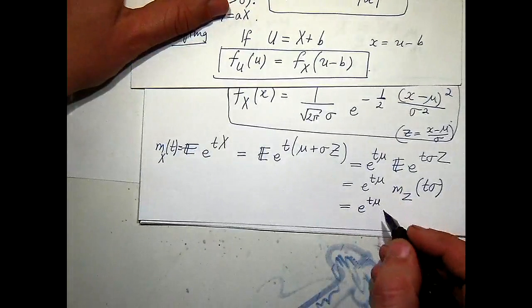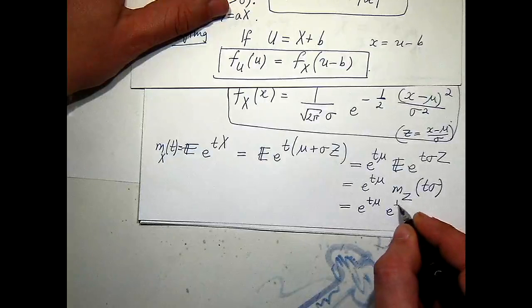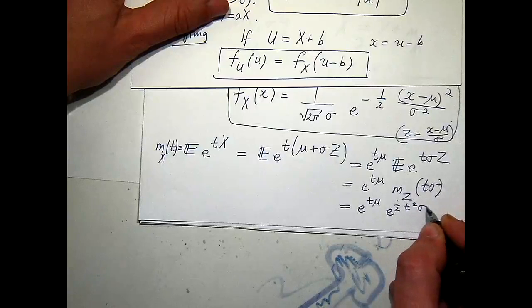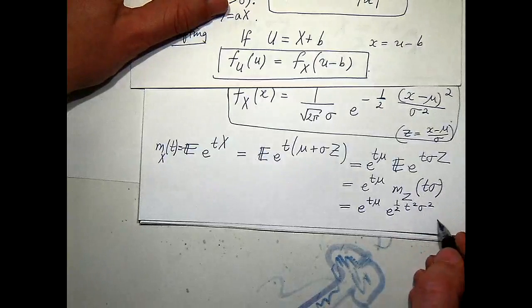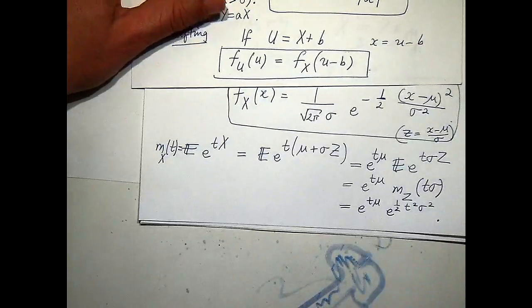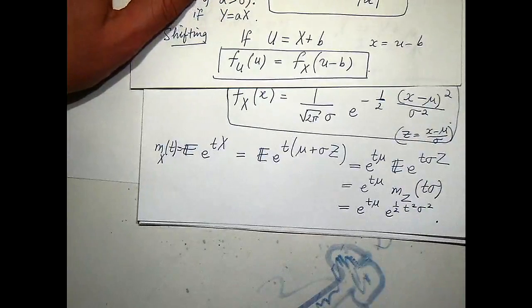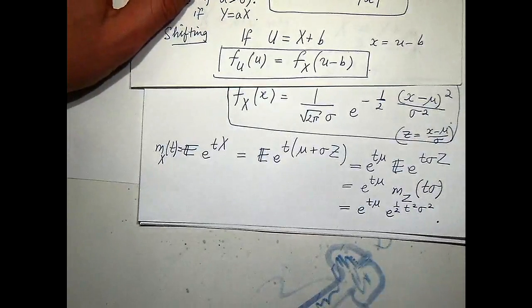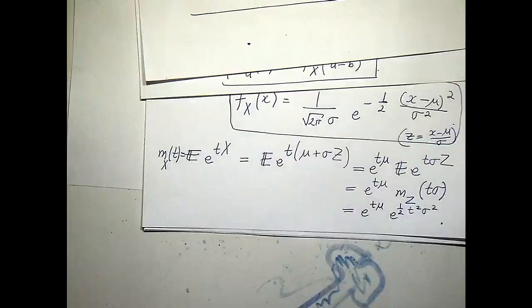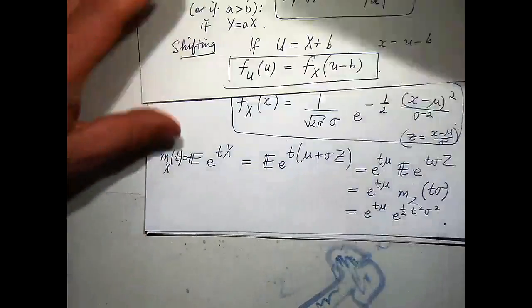And that means that this is e to the t mu. We've already done the formula, e to the half of parameter squared. So in this case, it's t squared sigma squared. Okay? So you could put all those in the same exponent if you like. E to the t mu plus 1 half t squared sigma squared. So we've already got the moment generating function of the normal.